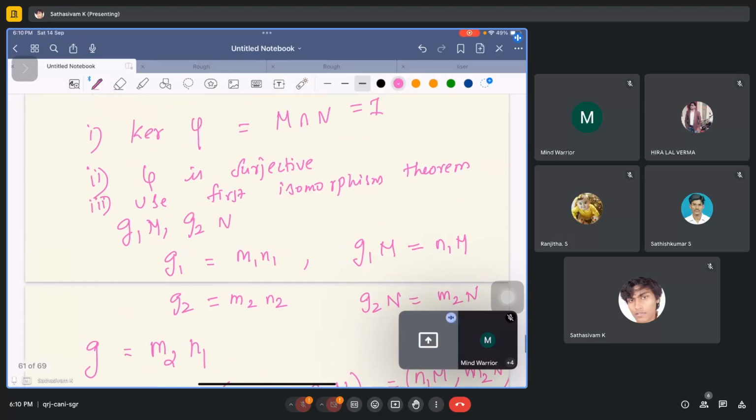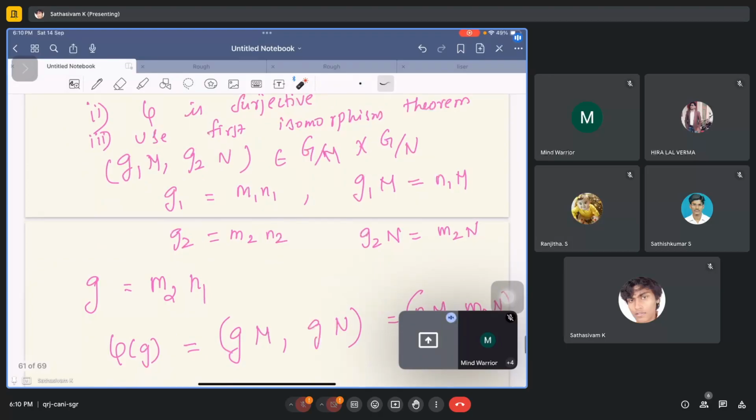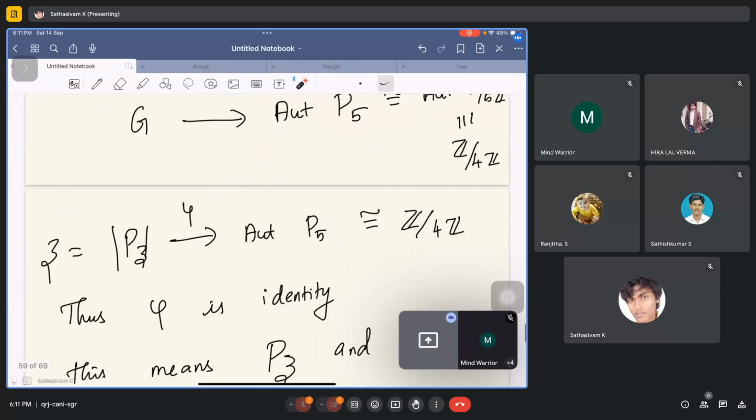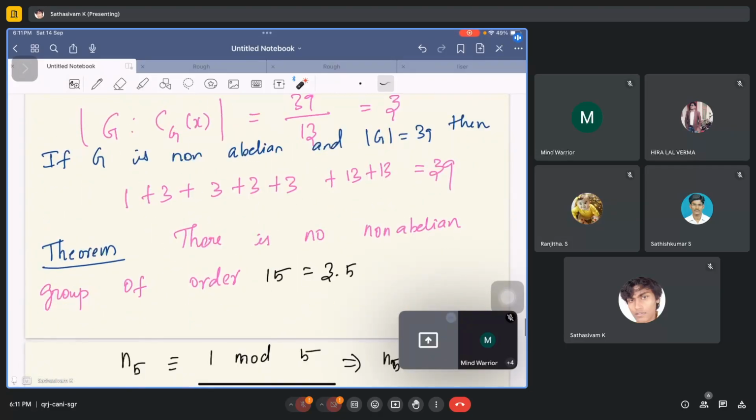See, this is an element of G by M cross G by N. This is an element of this, and you have to use the fact that G equals MN, otherwise you cannot directly get it. Once you use it, you can go like this. So what we have proved is there is no non-abelian group of order 15.